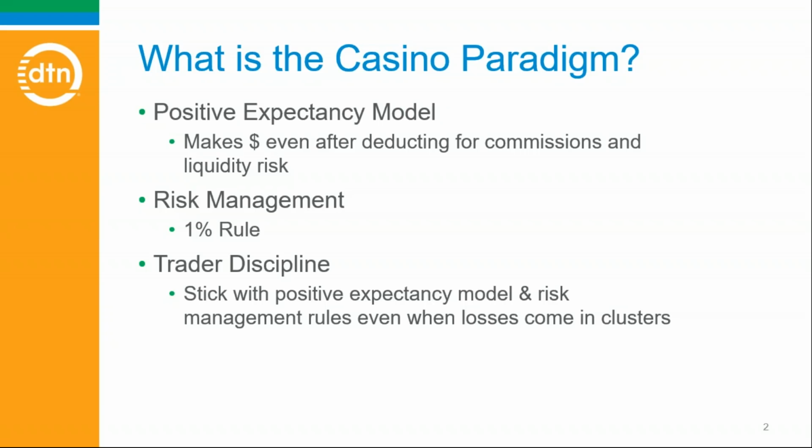And in the gaming industry, they call that the probability skew. And in trading, we call that a positive expectancy model. And what that means is, even after deducting for costs, in other words, commissions that are going to the broker and the spread between the bid and the ask, or what we call liquidity risk, the model still generates profits over the long run. But even in the gaming industry, probability skew is not enough.